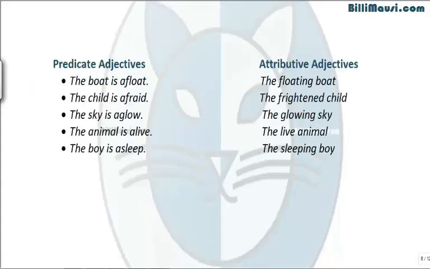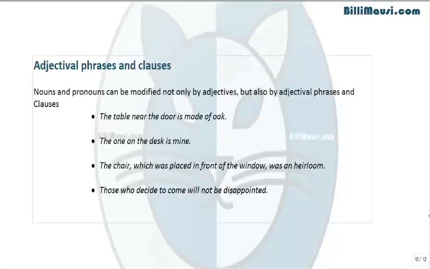These predicative adjectives can also be written in the other format, that is attributive adjectives, but you need to proceed with the completion of the sentence. As you can see here, the boat is afloat, the floating boat. We need to write something ahead of this. The child is afraid, the frightened child. The sky is aglow, the glowing sky. The animal is alive, the live animal. The boy is asleep, the sleeping boy.